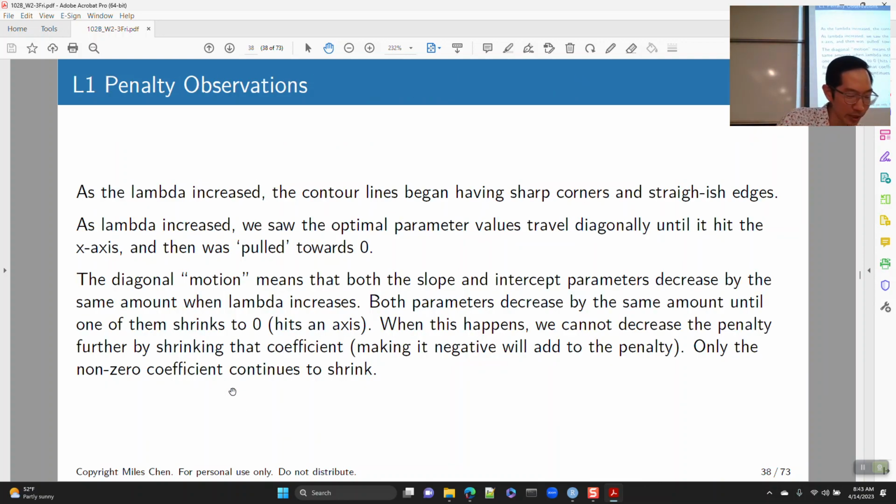And so I've written kind of my observations there. Let me give you your last review quiz answer, which is the letter E. E as in elephant. And so we see the optimal parameter values travel diagonally until it hits one of the axes, and then they get kind of pulled to 0.